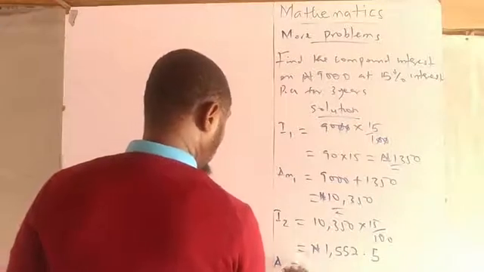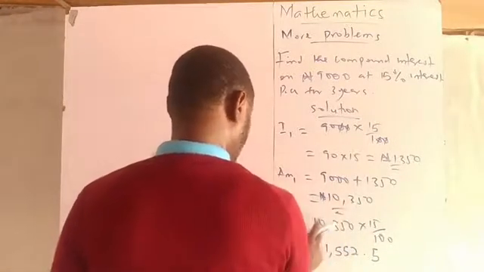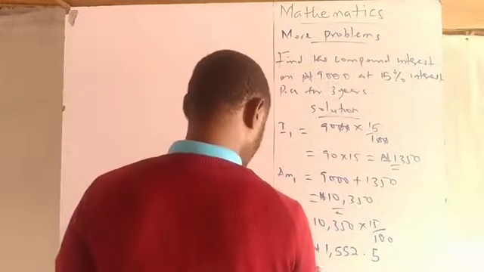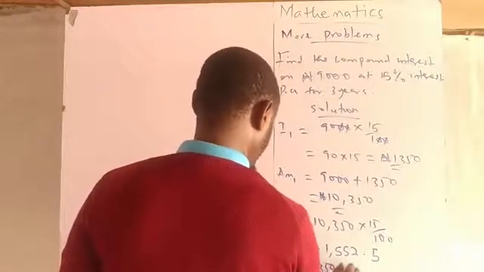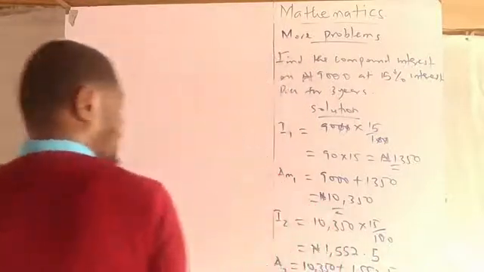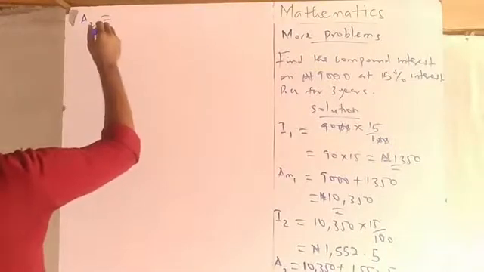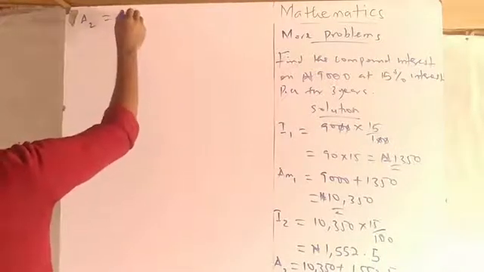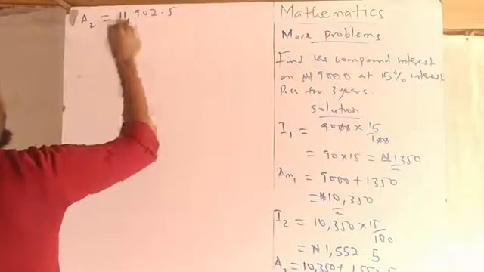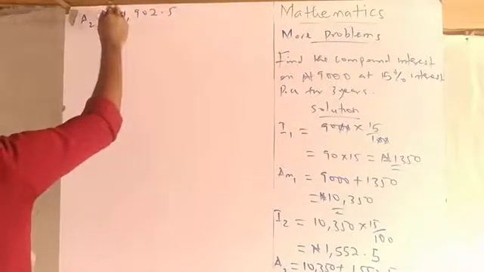Then amount for the second year will simply be this plus the principal. That will be 10,350 plus 1,552.5, and that will give us a result of amount for the second year will be 11,902.5. That is our amount for the second year.